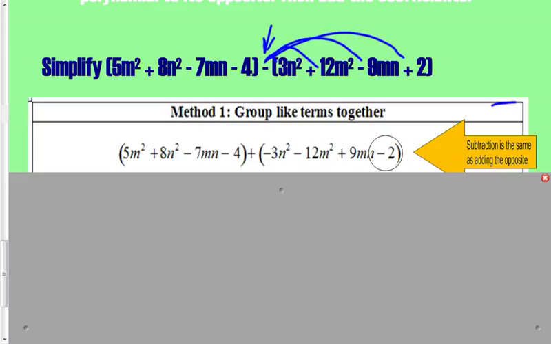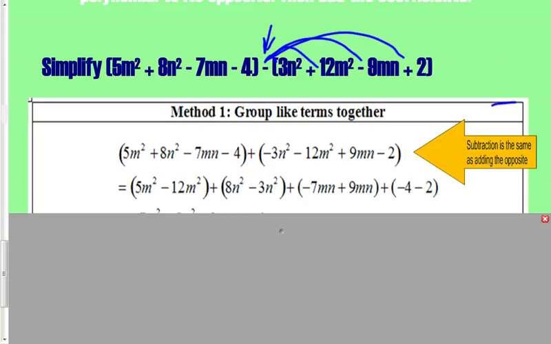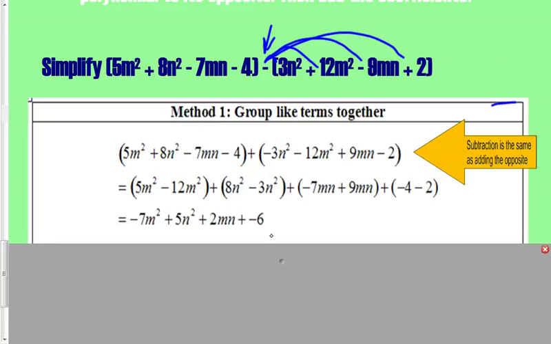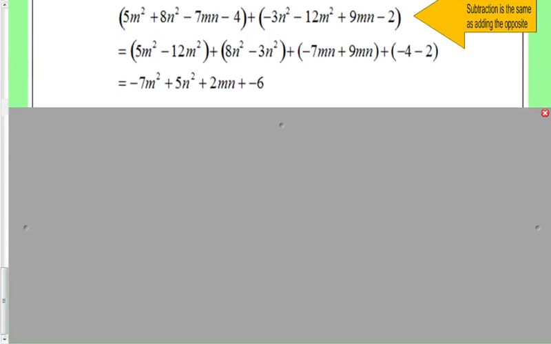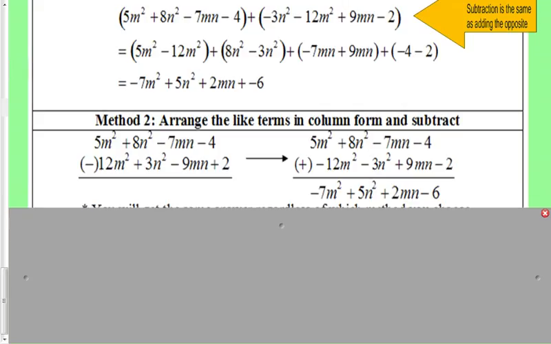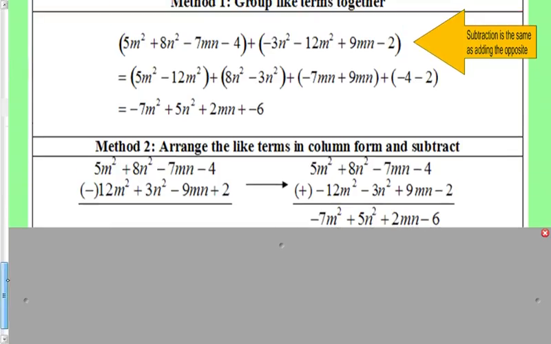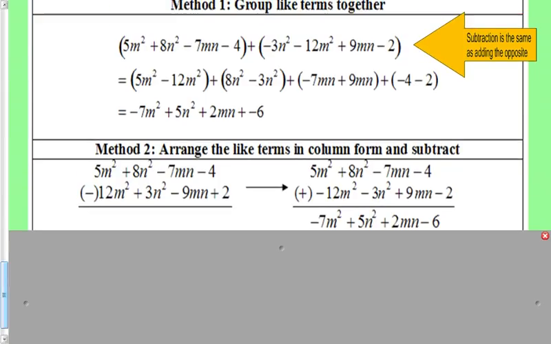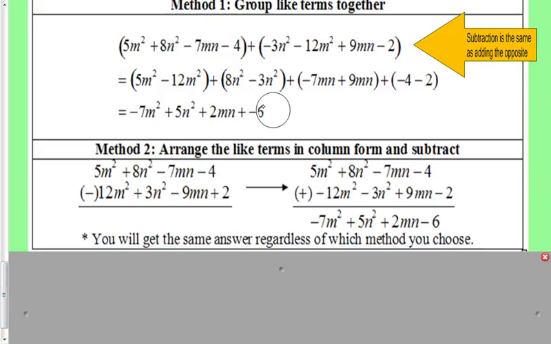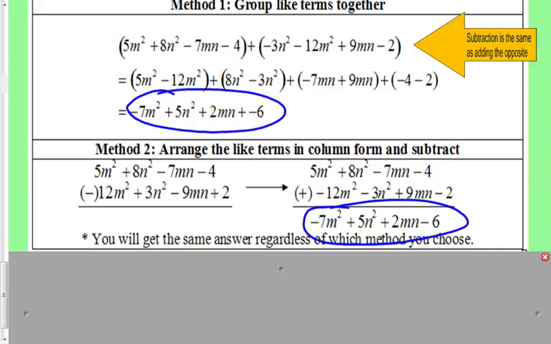And now we can take that, we can regroup them if we'd like. Add them all up, we reduce it that way. Or we could line them up. And since we already distributed that subtraction, we're just adding then. All right? And we get the same result both ways. So adding and subtracting polynomials, not much different. It's just a way of combining like terms.